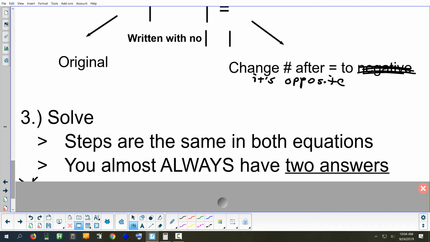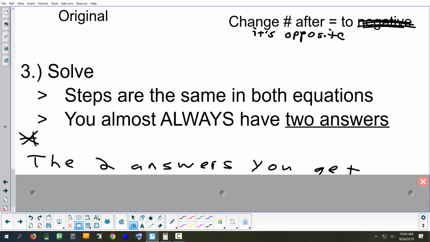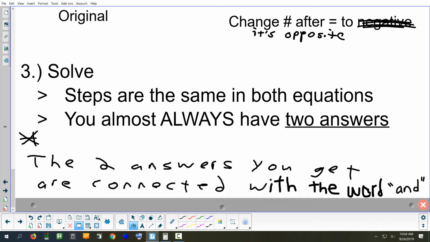Okay, I've said this to you guys a few times now. And actually, I wrote it down earlier. But almost always, you're going to have two answers. I'll show you what happens when you don't. Okay, and this thing that I have the asterisk next to, I think you guys already have that printed on your notes. Does it say on your notes, answers are connected by the word and? Yeah. Okay, so you don't have to write that handwritten part down. You already have it.